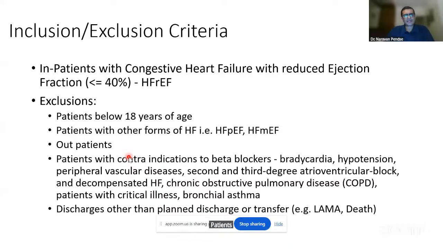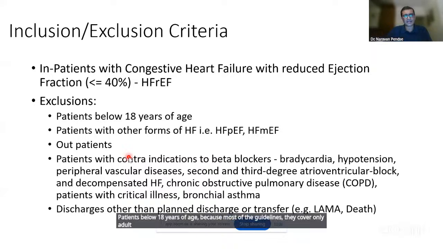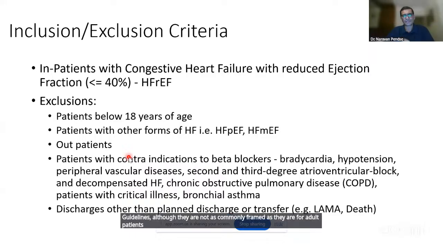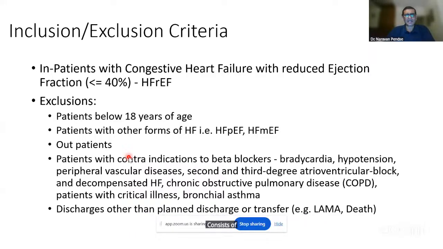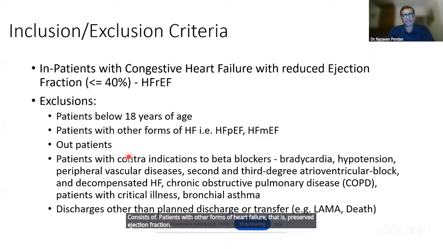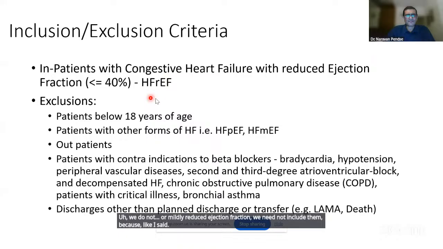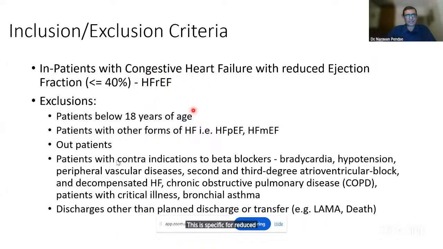Patients below 18 years of age, because most of the guidelines cover only adult patients. For pediatric patients or adolescents, there are separate groups of guidelines, although they are not as commonly framed as they are for adult patients, because that's what the large majority of the patient group consists of. Patients with other forms of heart failure, that is preserved ejection fraction or mildly reduced ejection fraction, we need not include them, because like I said, this is specific for reduced ejection fraction.